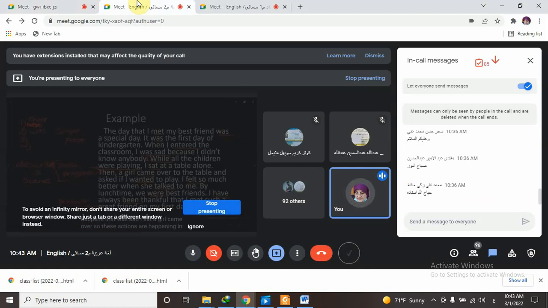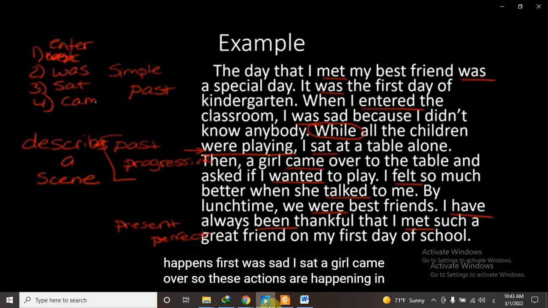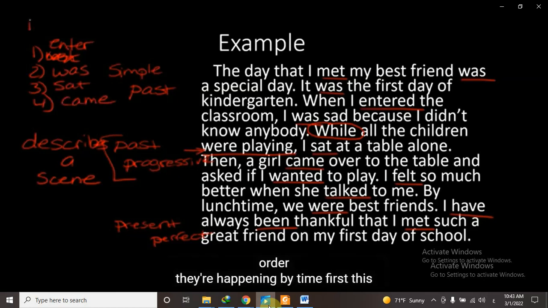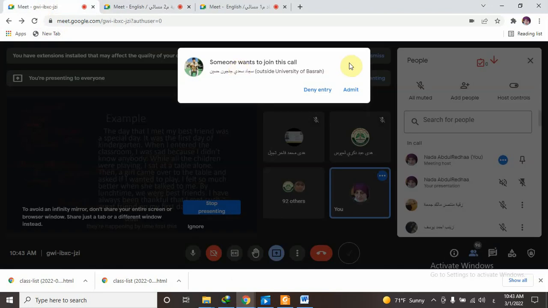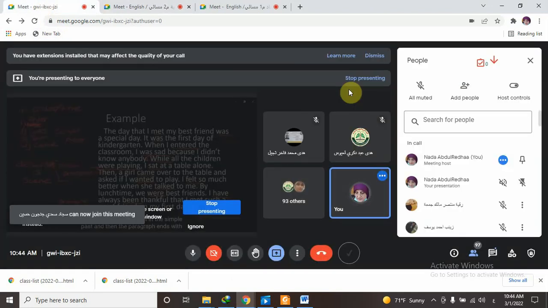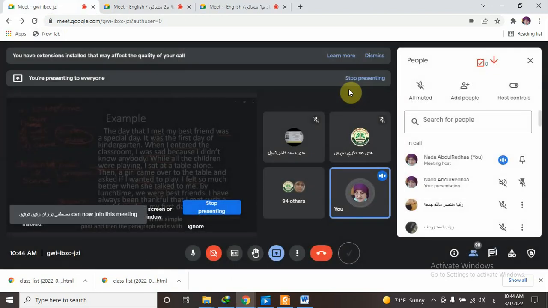Was sad, I sat, a girl came over. So these actions are happening in order. They're happening by time. First this, then this. And we see that in the simple past. And then the paragraph ends with the present perfect, where we talk about ever since this point in time, I've been thankful.